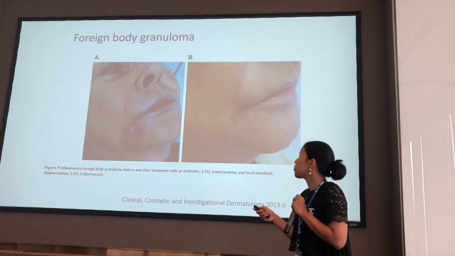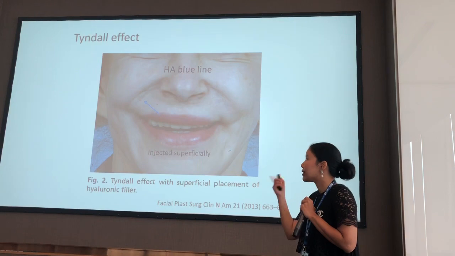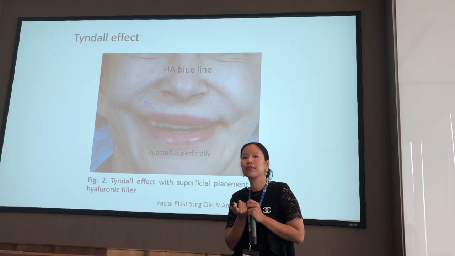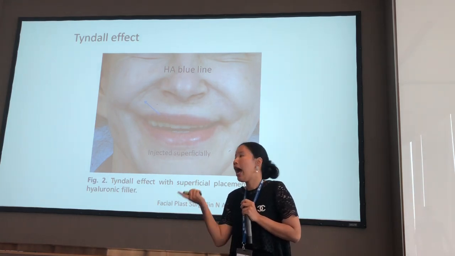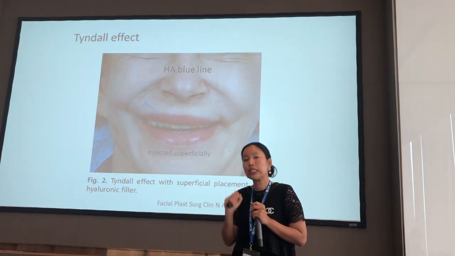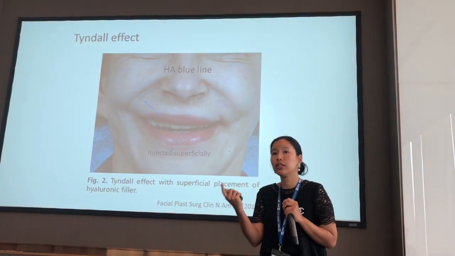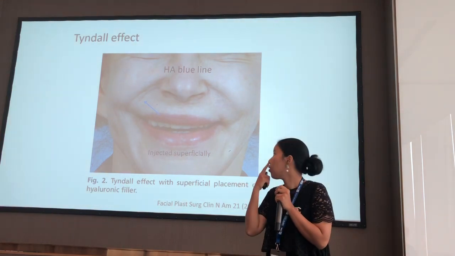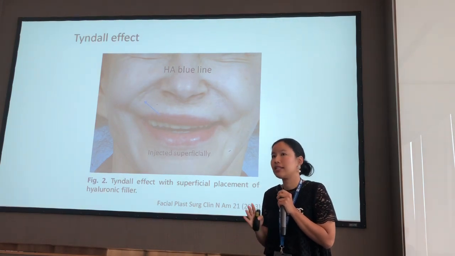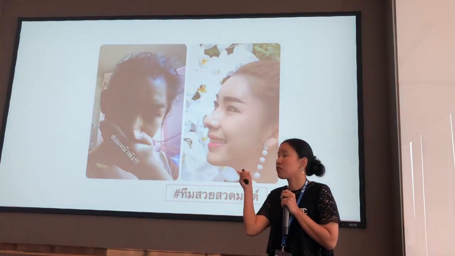So, the foreign body granuloma is like this. It can happen in any area, forehead or any area. And the Tyndall effect. The Tyndall effect is caused from too superficial injection, right? However, can you remember what I mentioned earlier, that the forehead skin is very thick. So the Tyndall effect can happen more easily in periorbital rejuvenation or the thin skin in the elderly. But in the forehead, it will not come out as a Tyndall complication, but it will come out as irregularities instead.